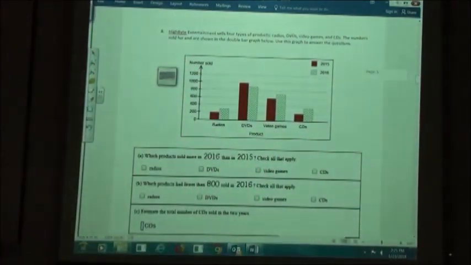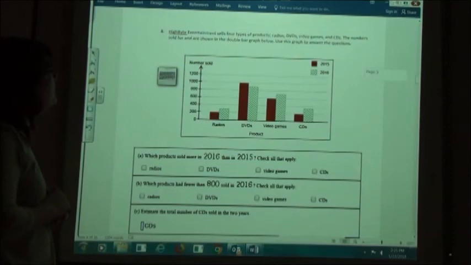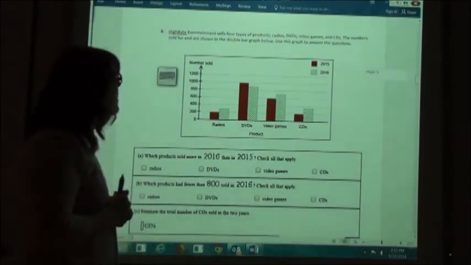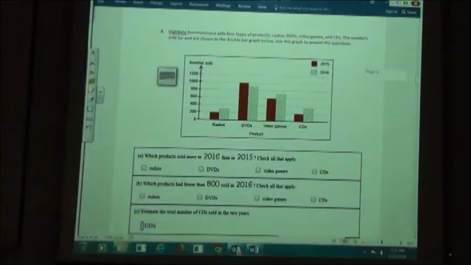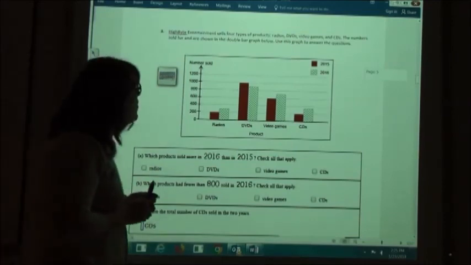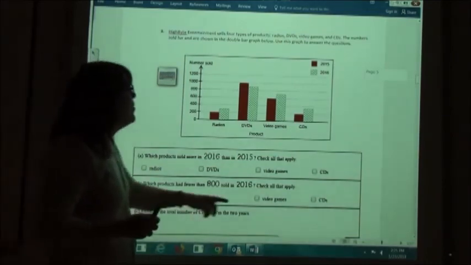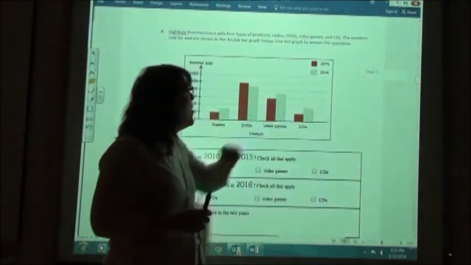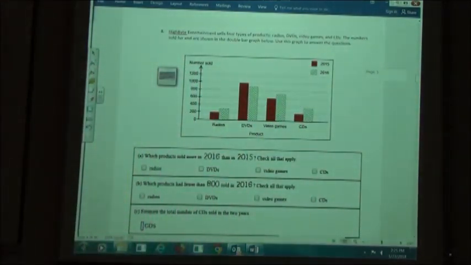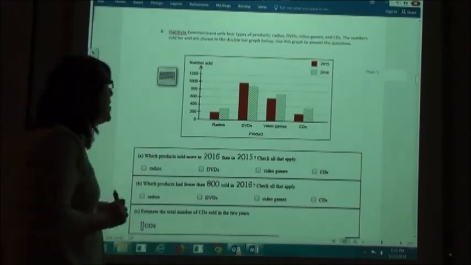Bike Entertainment sells 4 types of products: radios, DVDs, video games, and CDs. The numbers sold are shown in the double bar graph below. Use this graph to answer the question. So we have our years, 2015 and 2016. Which product sold more in 2016 than in 2015? We got a few of them. Multiple answers here. Which ones have more in 2016?